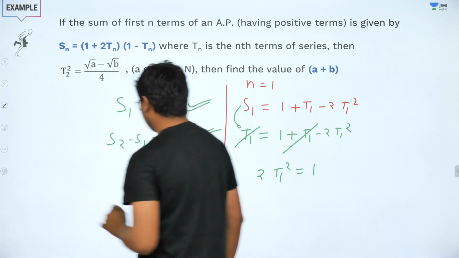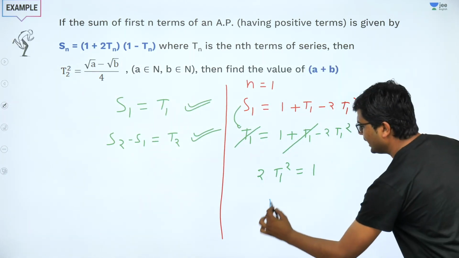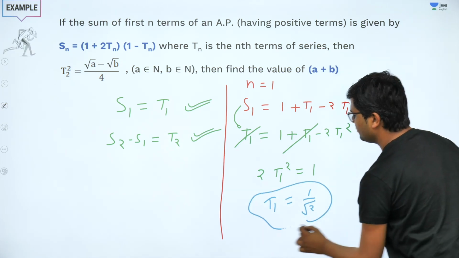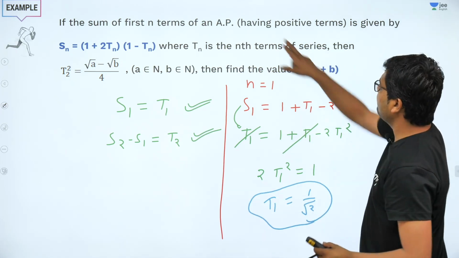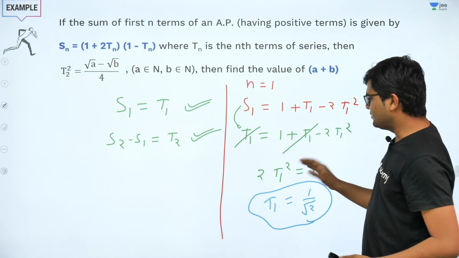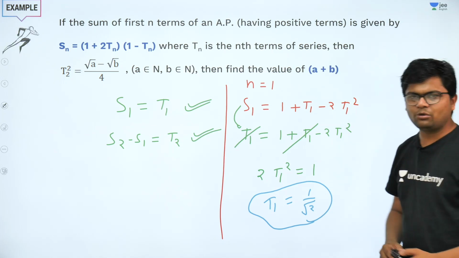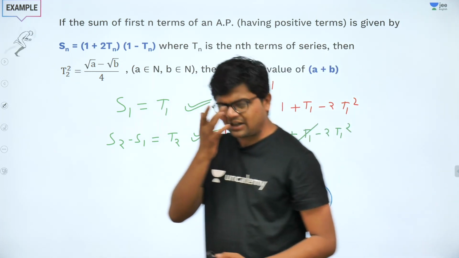Now take half outside, and T1 will come out to be 1 by root 2. It will be positive because the question has given me positive terms. Minus 1 by root 2 will come, but it will be rejected, so I am not writing it. So T1 has come out to be 1 by root 2. Everything is fine till now.